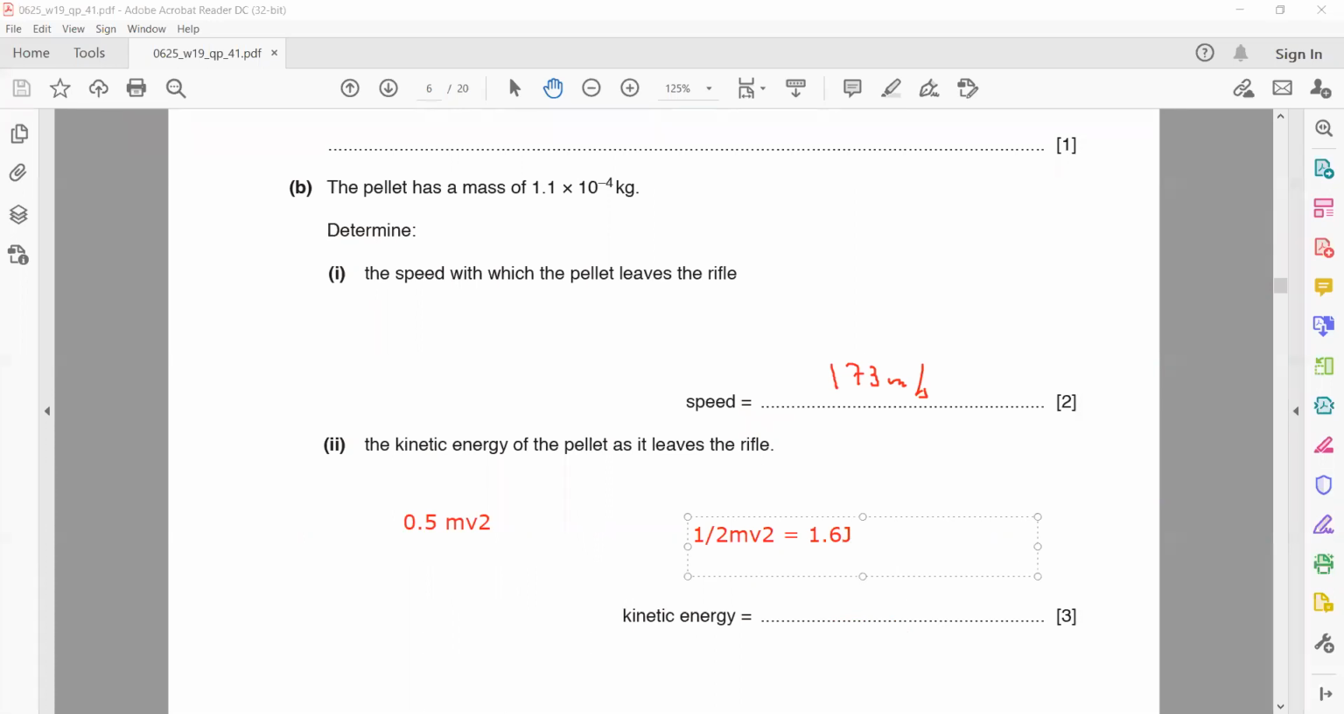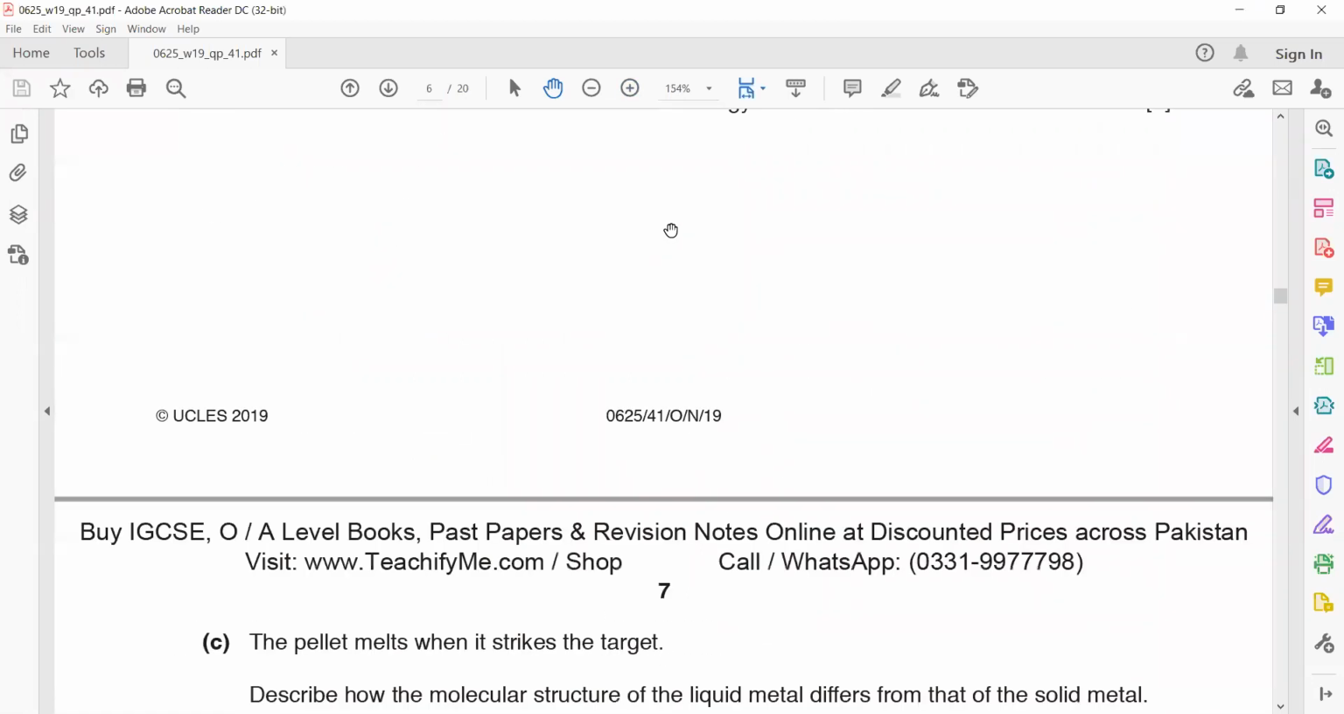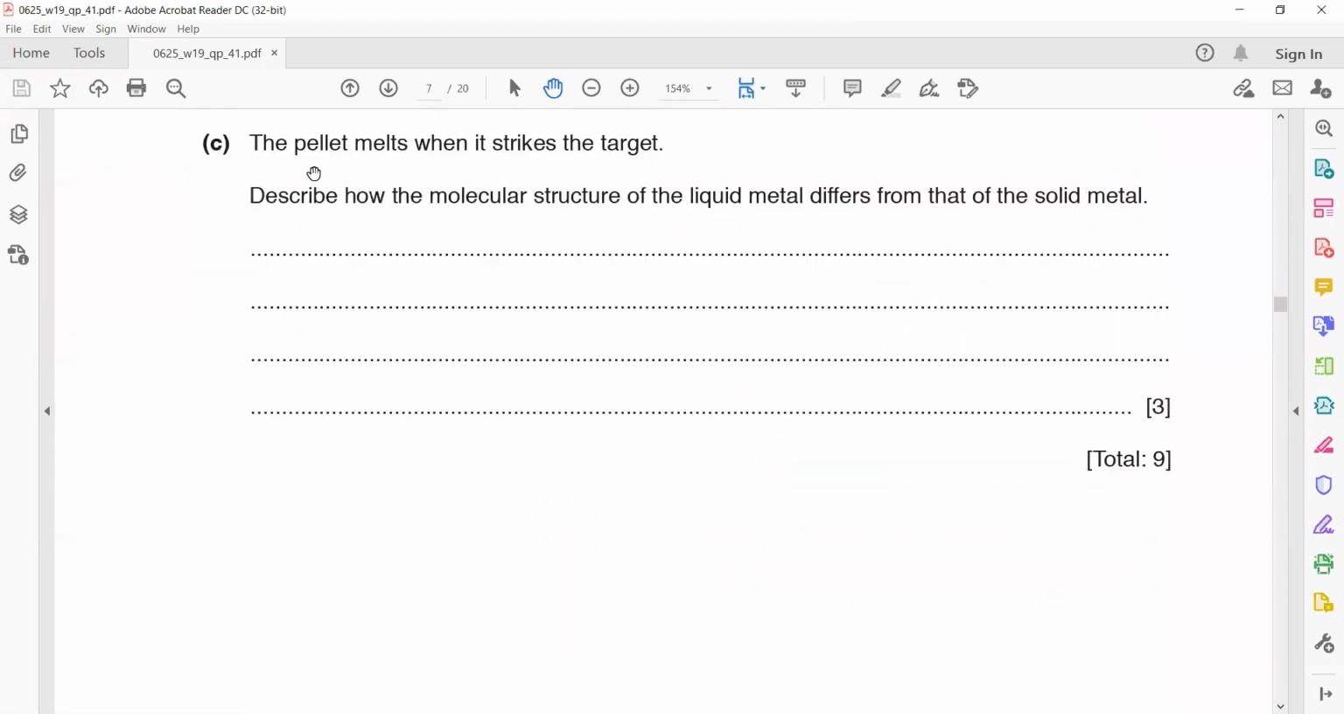A pellet melts when it strikes the target. Describe how the molecular structure of a liquid metal differs from a solid metal. So when the pellet strikes the target, it melts. So how their structures are different from each other. In a solid, we will have a regular arrangement of the particles, and particles have fixed positions. They can only vibrate within the structure. Whereas in liquid, there is no regular arrangement of the particles. Particles can move around each other.